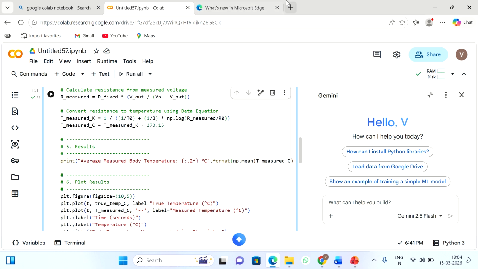So overall working principle, how it goes: first one, we have to simulate the body temperature, then we have to convert the temperature into resistance. Then this resistance is once again converted into voltage.